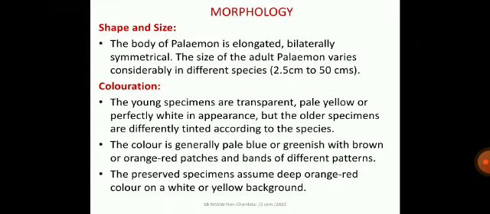Now let's start with the morphological detail of the Palaemon. Here you can see the shape and size. You can mention the body of Palaemon is elongated, bilaterally symmetrical, and the size of adult Palaemon varies considerably in different species, from 2.5 centimeters to 50 to 60 centimeters in length. Usually the body is more or less spindle shaped.